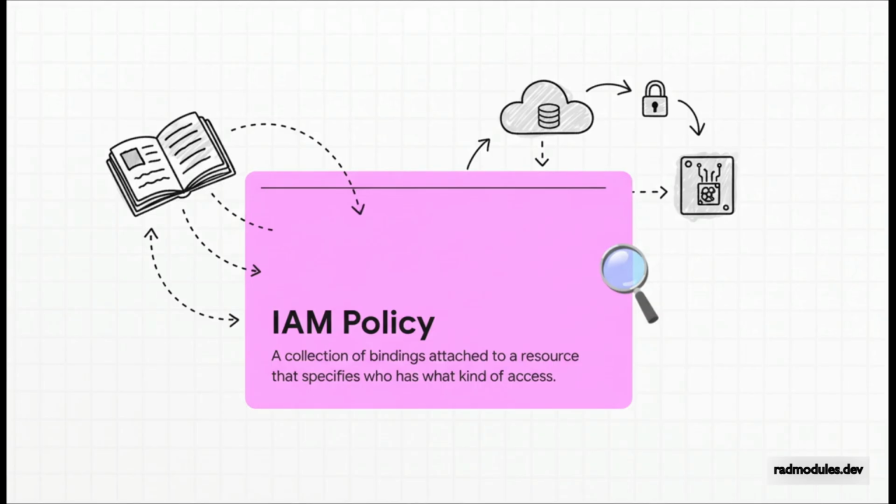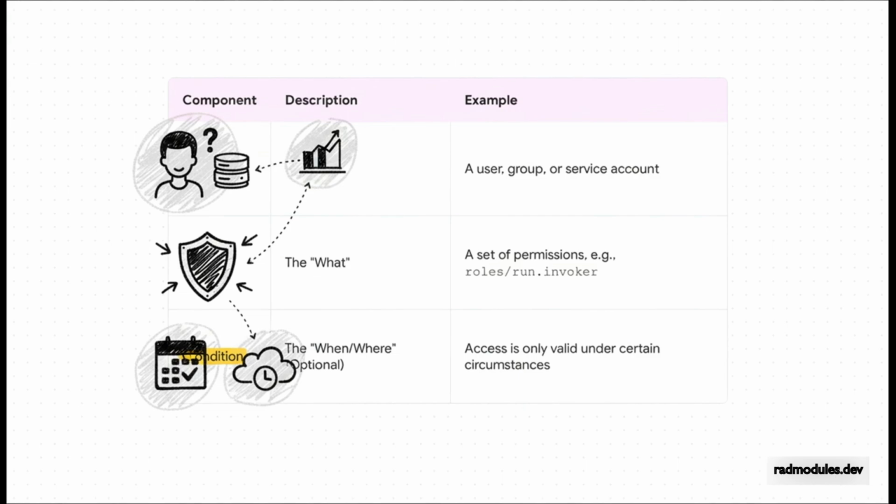Well, the whole system hangs on something called an IAM policy. The best way to think about it is like a little rule book that's attached to every single thing in Google Cloud. I mean everything, from a storage bucket to a virtual machine. And that rule book, it's the final say on who gets to do what. Okay, so let's break that policy down.